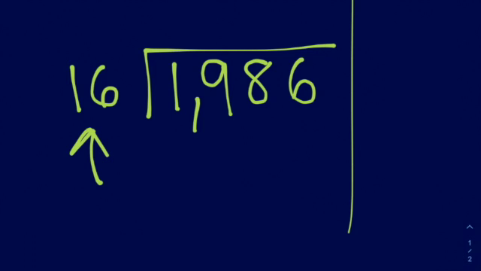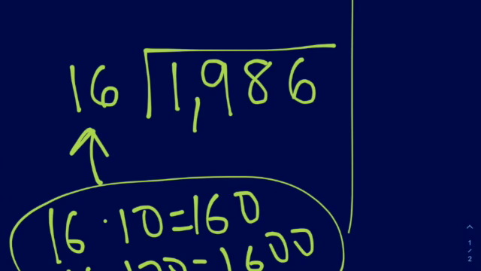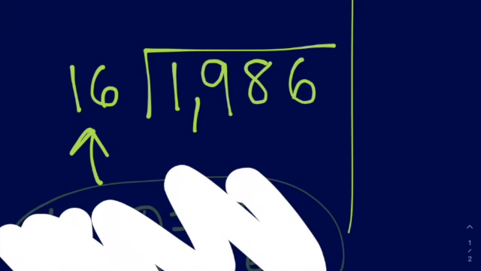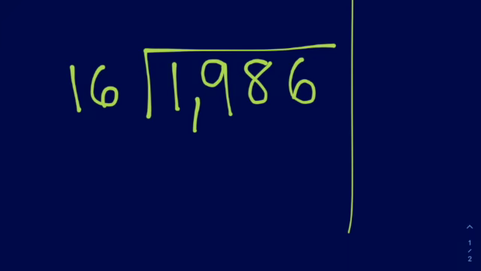So 16 times 10 is 160. 16 times 100 is equal to 1,600. Okay, and we're using these. If it's bigger, you can even go up to 1,000, 16,000, right? We are using these as kind of an easy way to do the multiplication in our head, and we will use subtraction to find out our partial quotients.